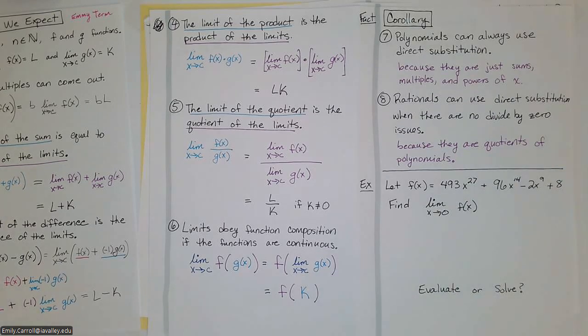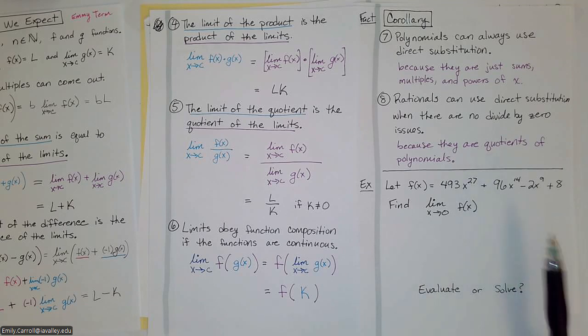Example time. Let's say f of x is equal to 493 x to the 27th plus 96 x to the 14th minus 2x to the 9th plus 8. Find the limit as x goes to 0 of f of x.